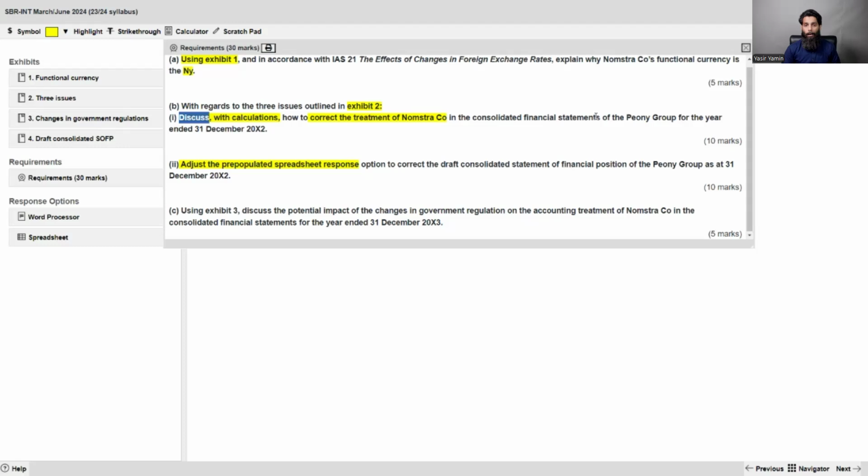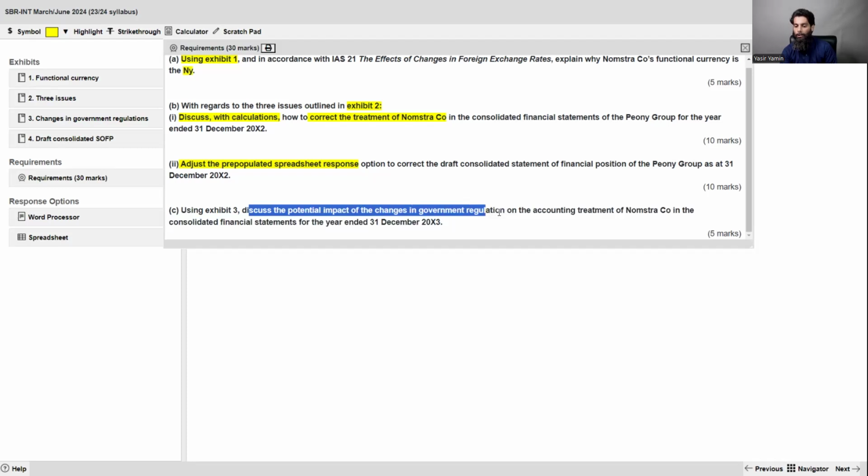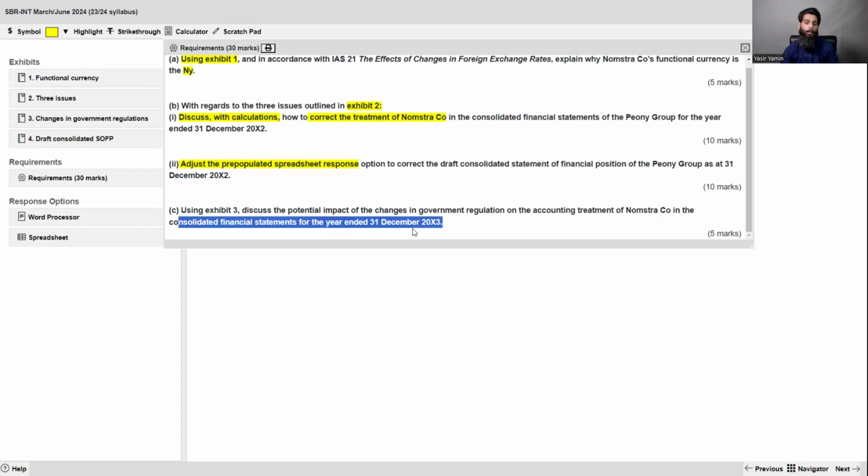So with the consideration that you will be writing the part one's discussion by yourself, I'll just skip to the C part. And these are the last 5 marks in order to secure the whole 30 marks. Okay. So it says that using exhibit number 3, we'll only focus on exhibit number 3. Discuss the potential impact of the changes in government regulation on the accounting treatment of Nomstra company in the consolidated financial statements for the year ended 31st December 20x3.